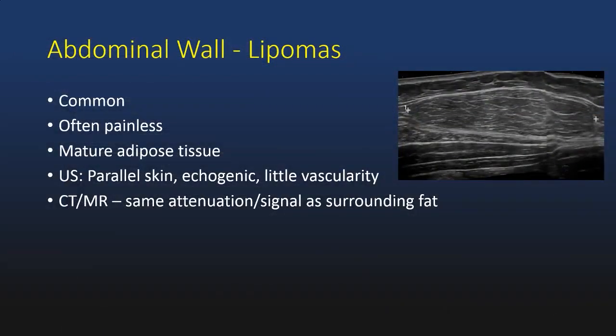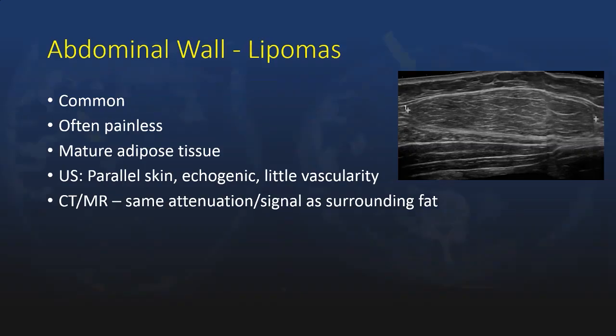These are a very common abdominal wall mass. They're often painless, but patients can present due to a palpable abnormality. They're composed of mature adipose tissue. On ultrasound, as in this previous case, they present as a mass that parallels the skin, similar echogenicity to the subcutaneous fat, and with little vascularity and no posterior acoustic enhancement. On CT or MRI, typically these masses appear simple with the same attenuation and signal as the surrounding fat.